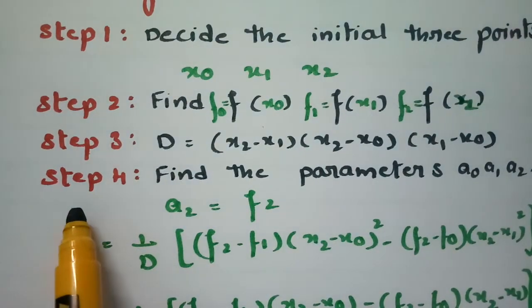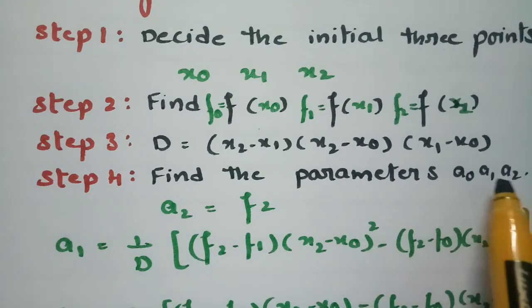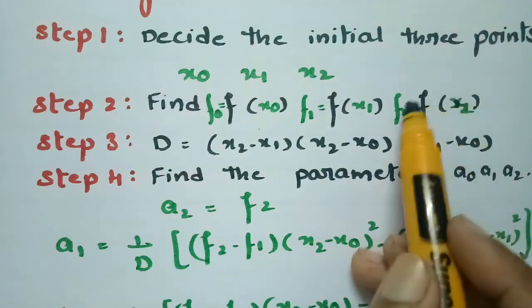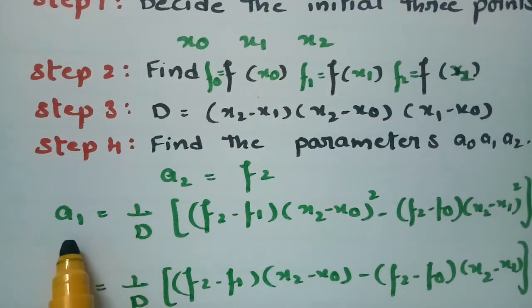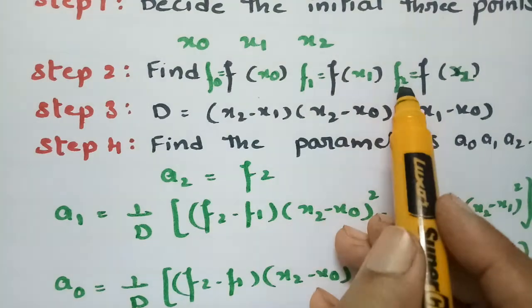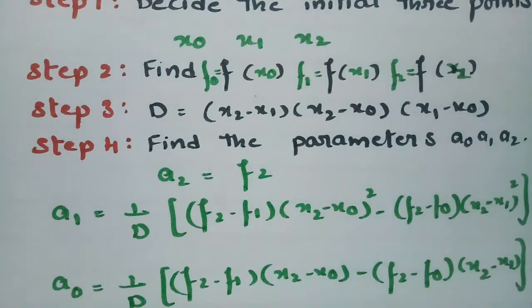And the fourth step here is we have to find the parameters a0, a1 and a2. So a2 is initially f2. The f2 value we have to take as a2. And for finding a1, the formula is ready here: 1 by d times of, already we have d here. We have f0, f1, f2, x0, x1, x2 values ready. So we have to substitute in this formula.